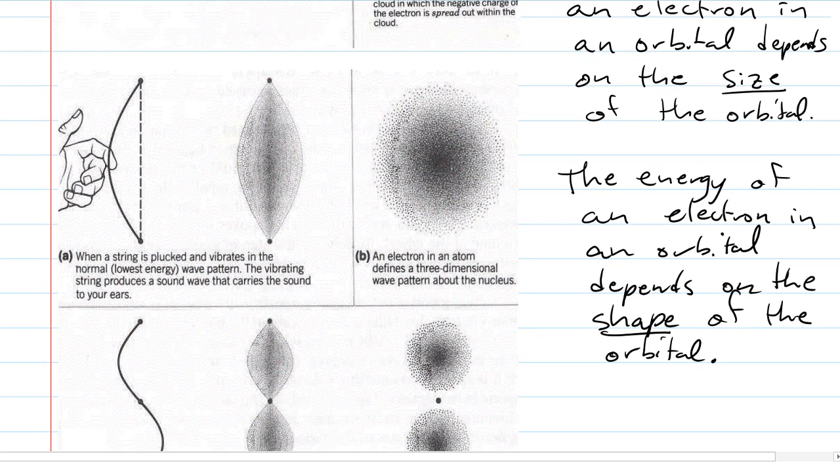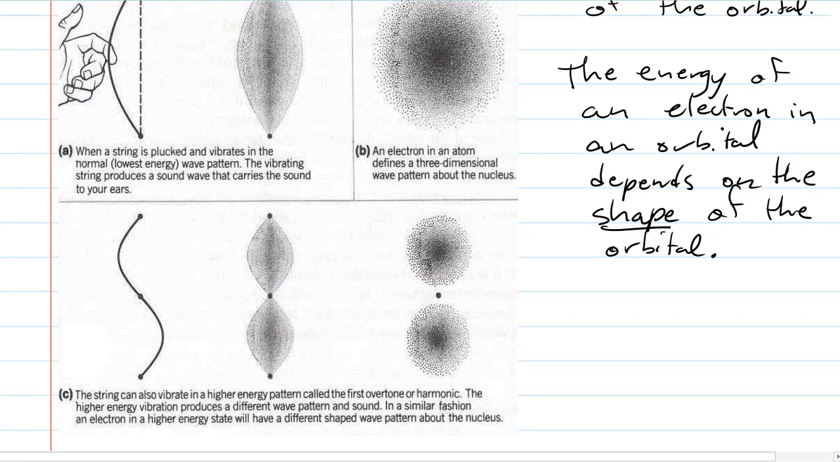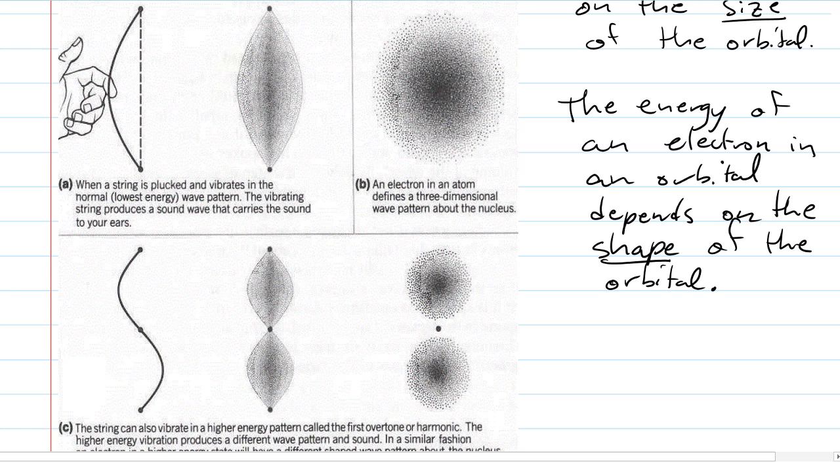Then we can say that the energy of an electron in an orbital depends upon the shape of the orbital. So as we go across here, we see we're starting with very simple shapes, and the shapes over here, as we go from left to right, get to be more complex. So if we went back to these vibrating strings, which of these two strings would have a greater amount of energy?